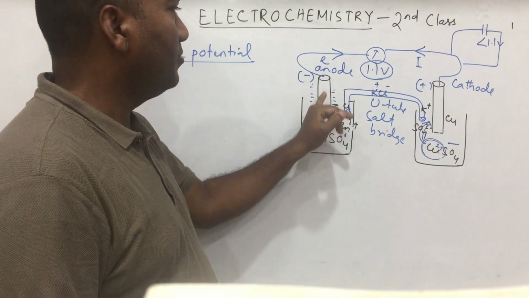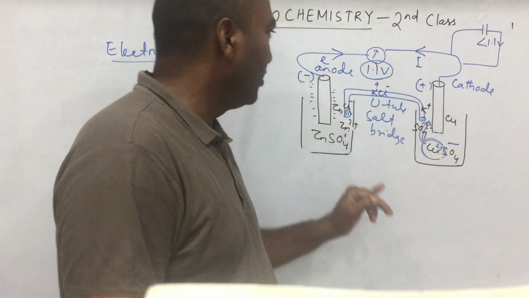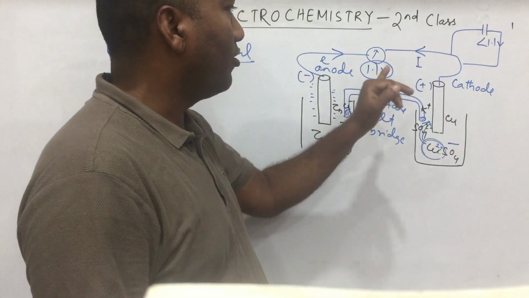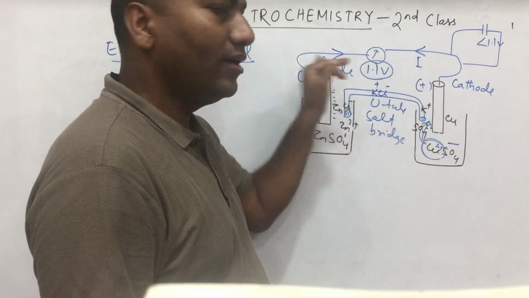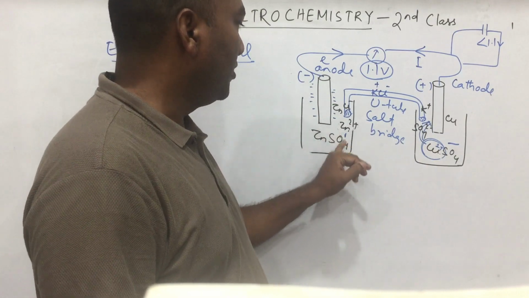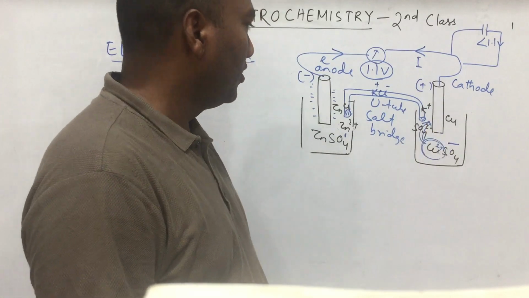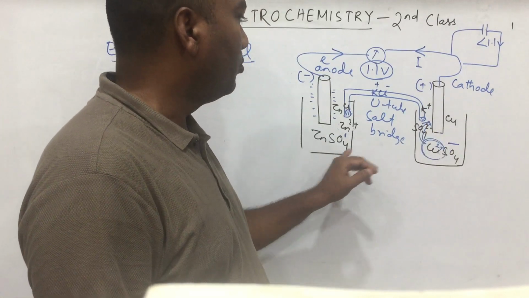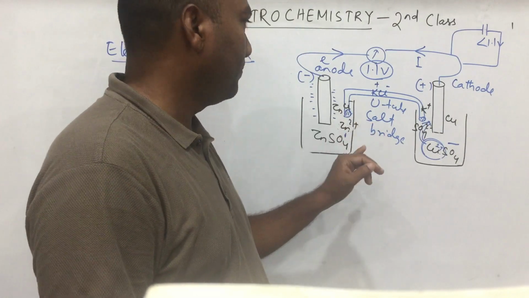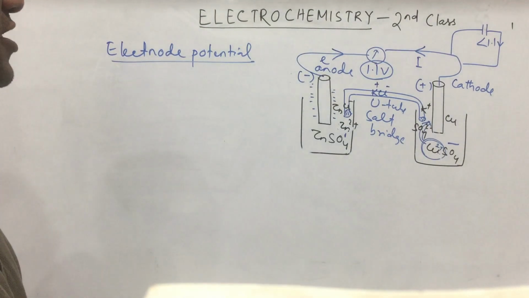The zinc electrode behaves like an anode, the copper electrode behaves like a cathode. Electrons will flow from anode to cathode and current will flow from cathode to anode. Clear? And here the solution behaves like positive, here the solution behaves like negative. So to neutralize both half cells we have connected them with a salt bridge. Clear? Now next is what is electrode potential.